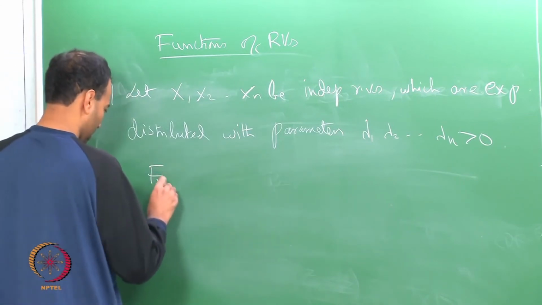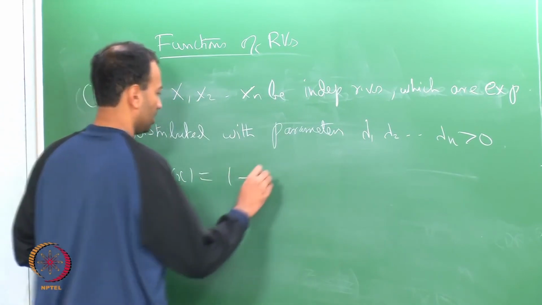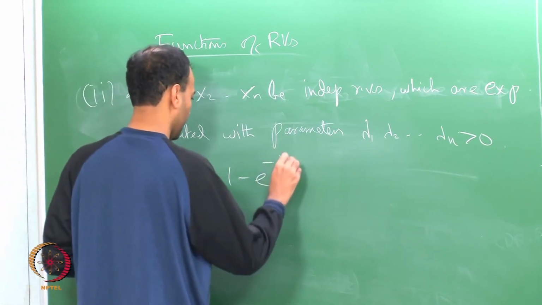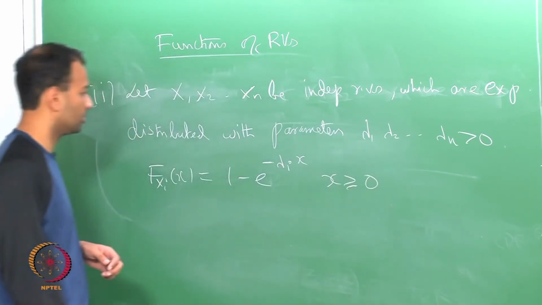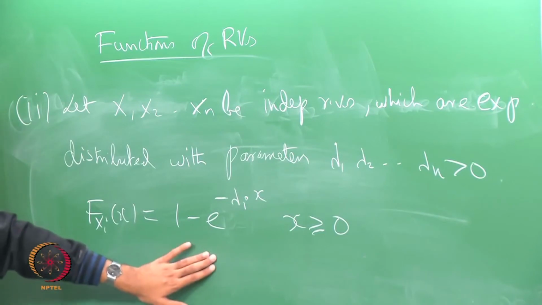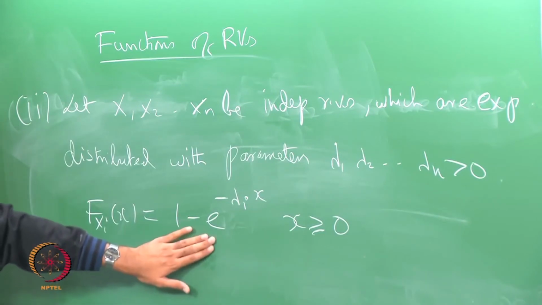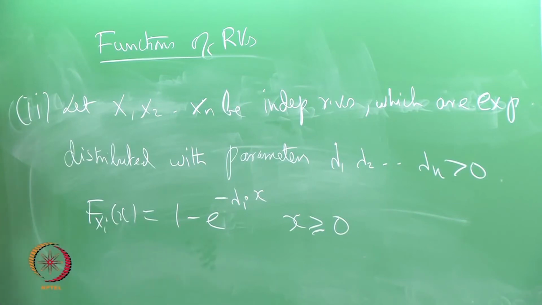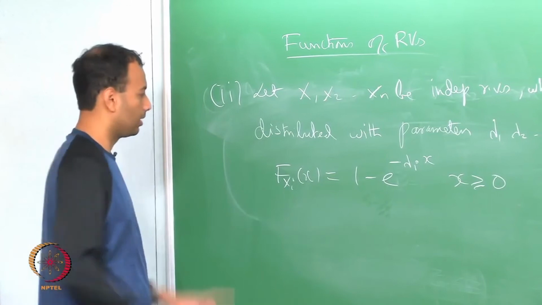Okay. So, in this case, F_Xi(x) will be equal to 1 minus e power minus lambda i x for x greater than or equal to 0, correct. Remember this, remember the CDF of exponentials, right. So, this is the CDF. And for x less than 0, this is 0, okay. It looks like that.